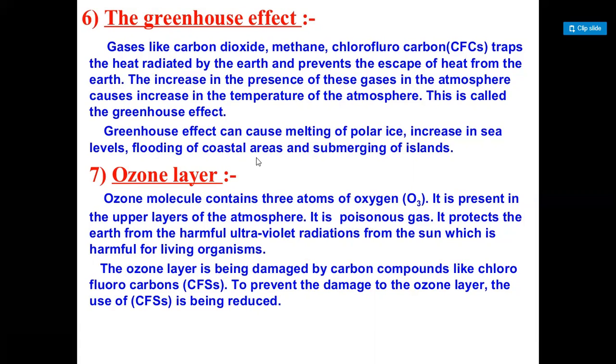The last topic of this chapter is the ozone layer. Ozone is a triatomic molecule of oxygen. It is present in the upper layer of the atmosphere. It is a poisonous gas. It protects Earth from harmful ultraviolet radiation from the sun, which is harmful for living organisms. The ozone layer is being damaged by carbon compounds like chlorofluorocarbon. To prevent damage to the ozone layer, the use of CFC is being reduced.